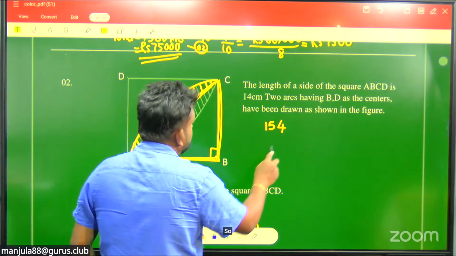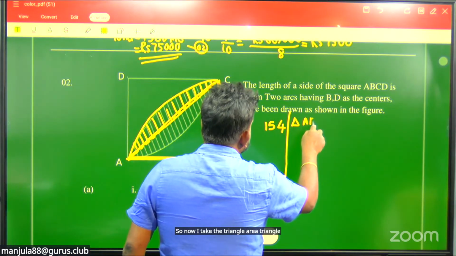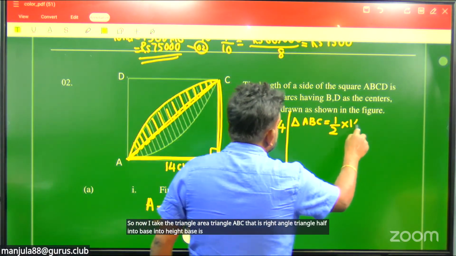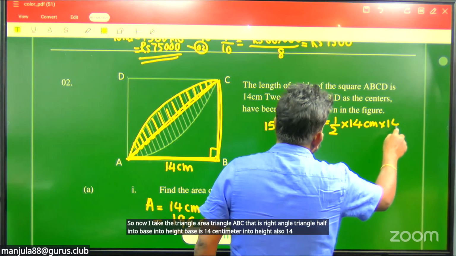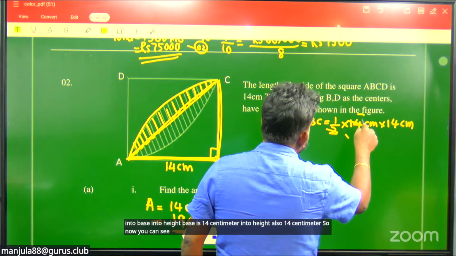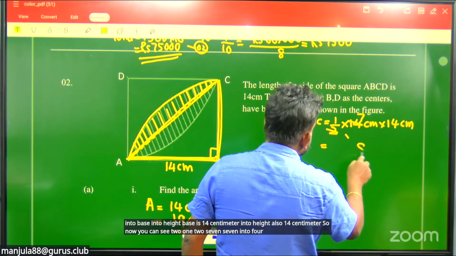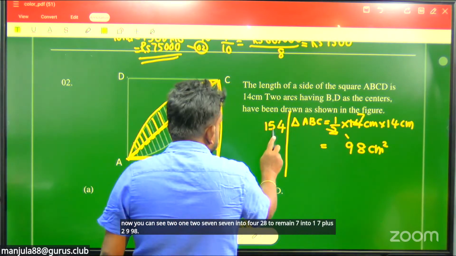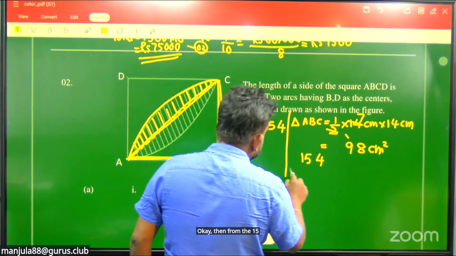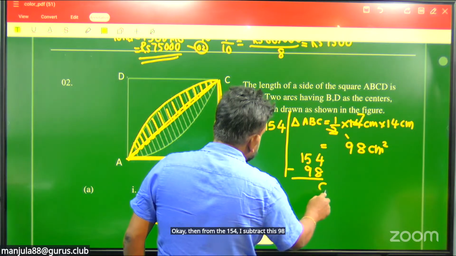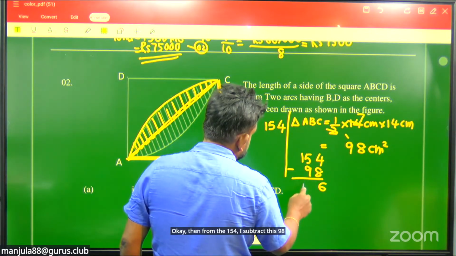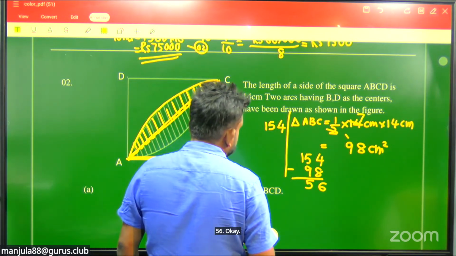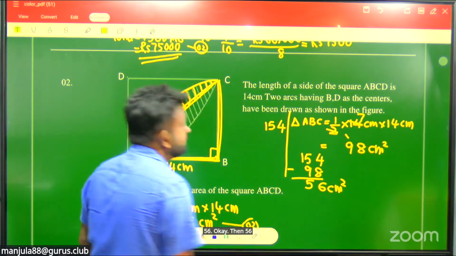Now I take the triangle area, triangle ABC, that is a right angle triangle, half into base into height. Base is 14 centimeter into height also 14 centimeter. So now 7 into 14 gives 98. Then from the 154, I subtract this 98, 56. Then 56 square centimeter, that is this part only.